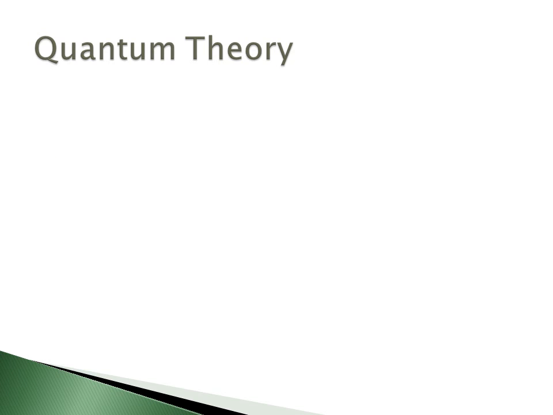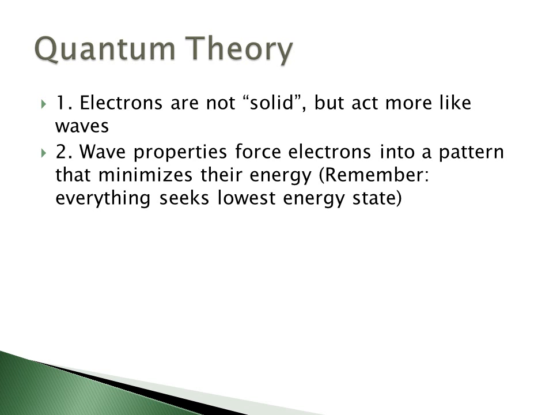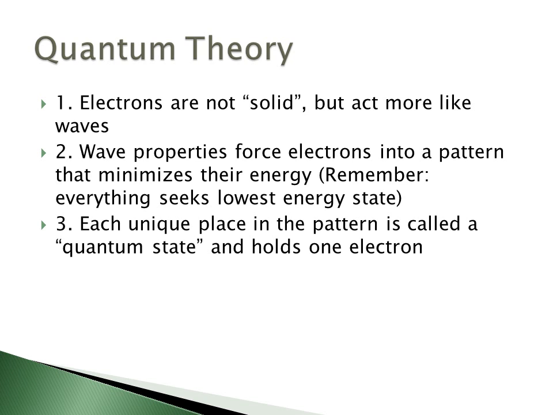And then we might ask, well, why is it stable? And so we use quantum theory to help answer these questions. First of all, electrons are not solid, but they act more like waves. And wave properties will force electrons into a pattern that minimizes their energy. So remember, everything is looking for that lowest energy state so that it can be stable. And the wave properties will force electrons into a pattern that is stable and has that lowest energy level.